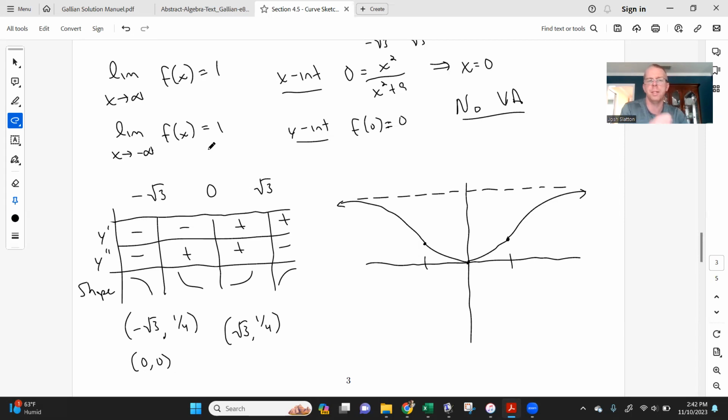You do need to make sure you pay attention to the domain, find the asymptotes, and then the rest of it is just like the polynomial.